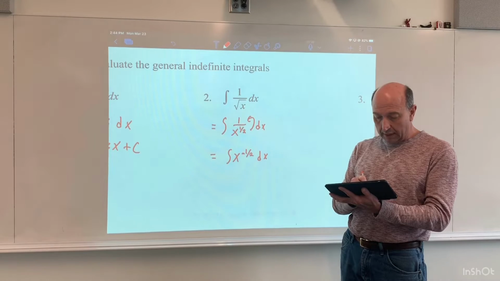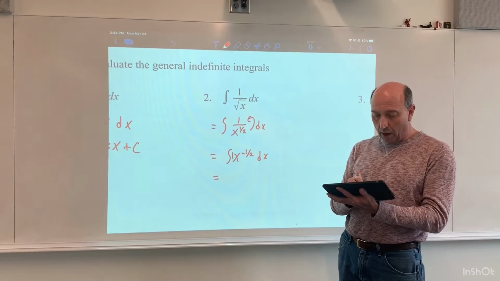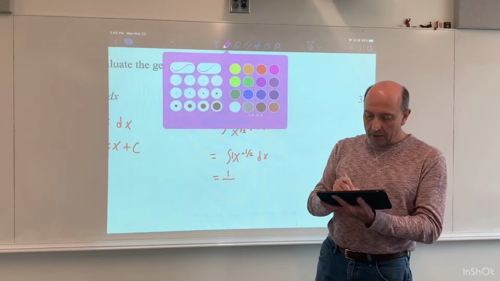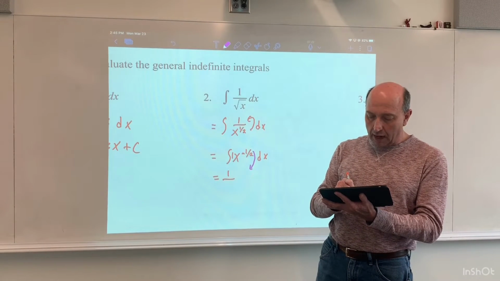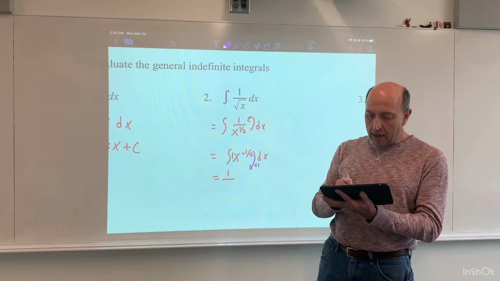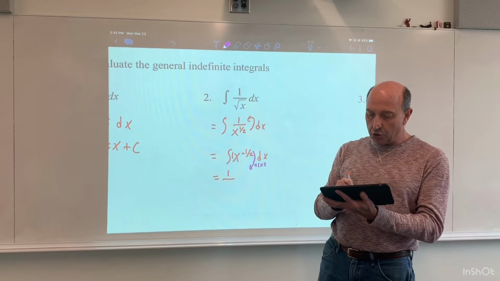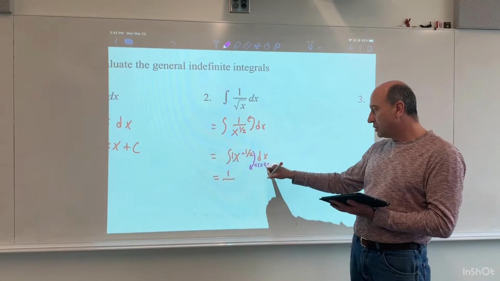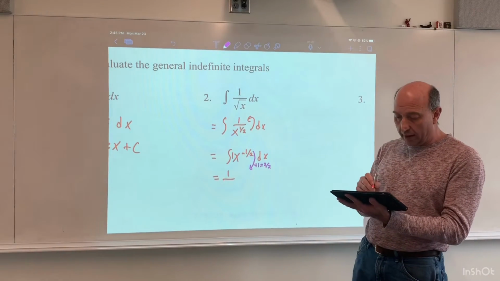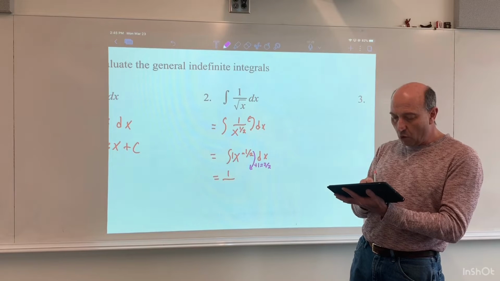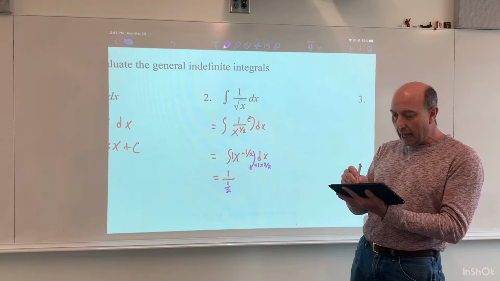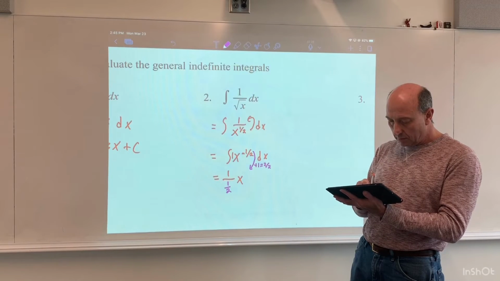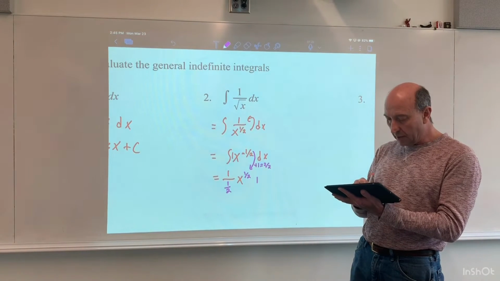So it's the number in front, which is a 1, over the new exponent. Let me think about this one. So negative 1/2 goes up by 1, and 1 is the same as 2/2. So negative 1/2 plus 2/2 is positive 1/2. So it's 1 over the new exponent, x to the new exponent, plus c for good measure.